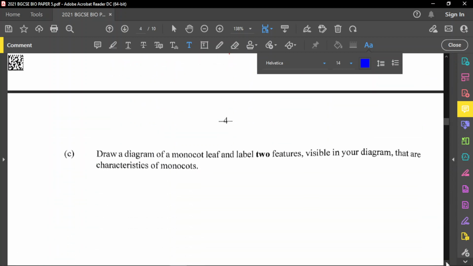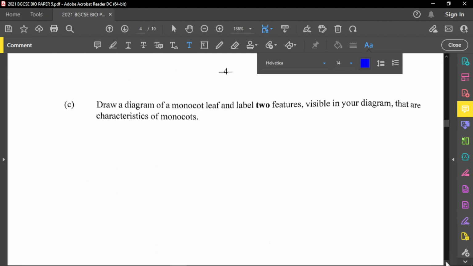That's the end of it. We have more. Part C of this question says, draw a diagram of a monocot leaf and label two features visible in your diagram that are characteristics of monocotyledons.